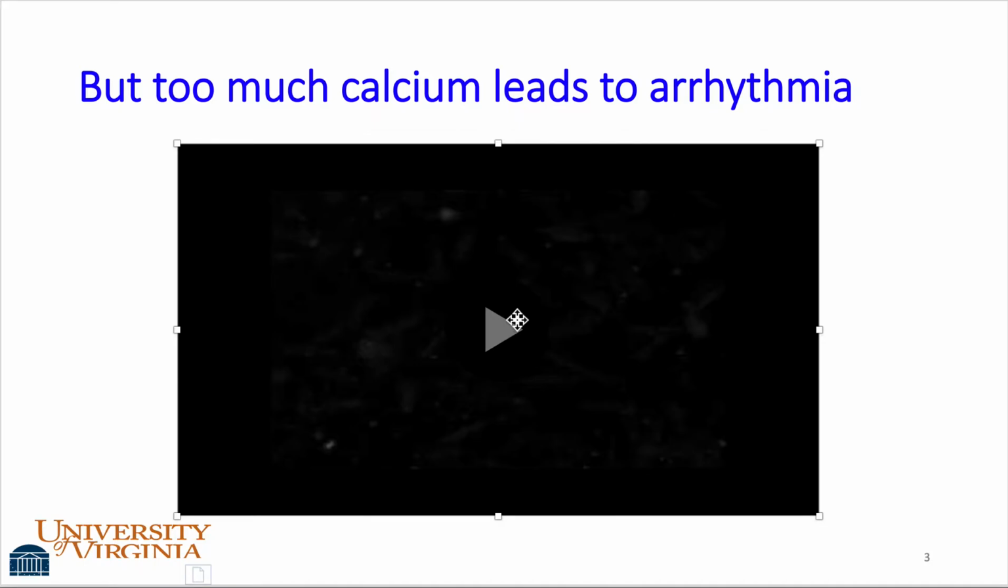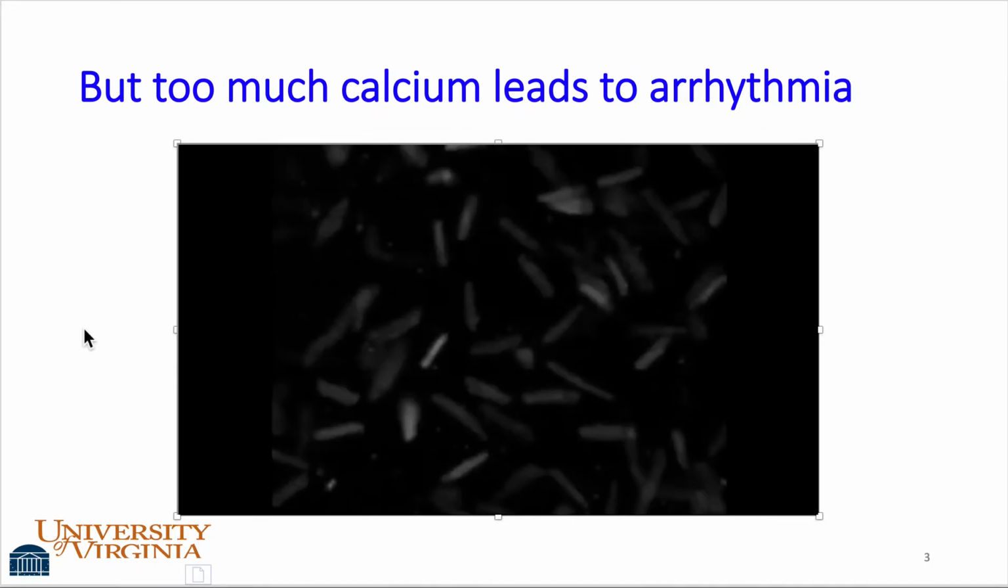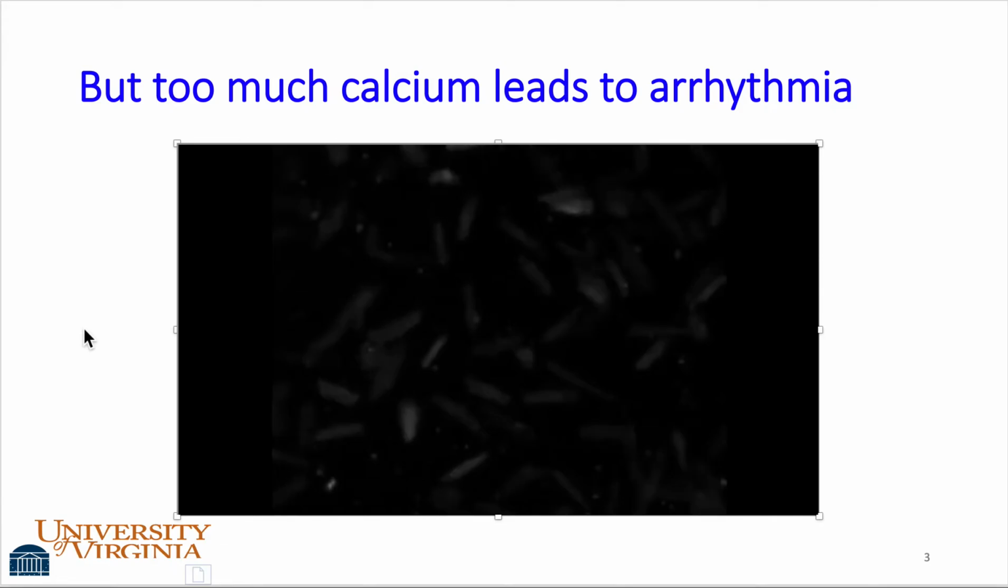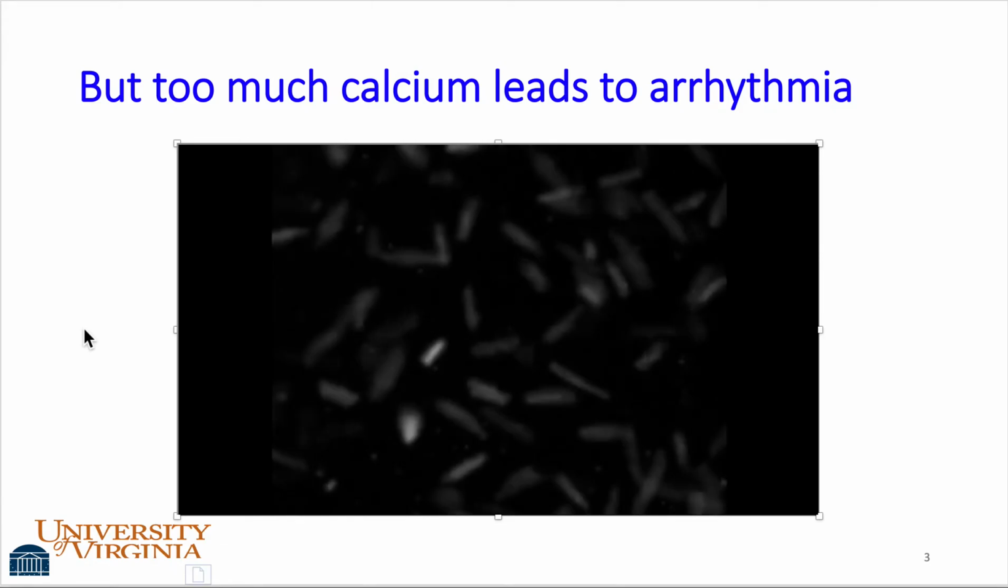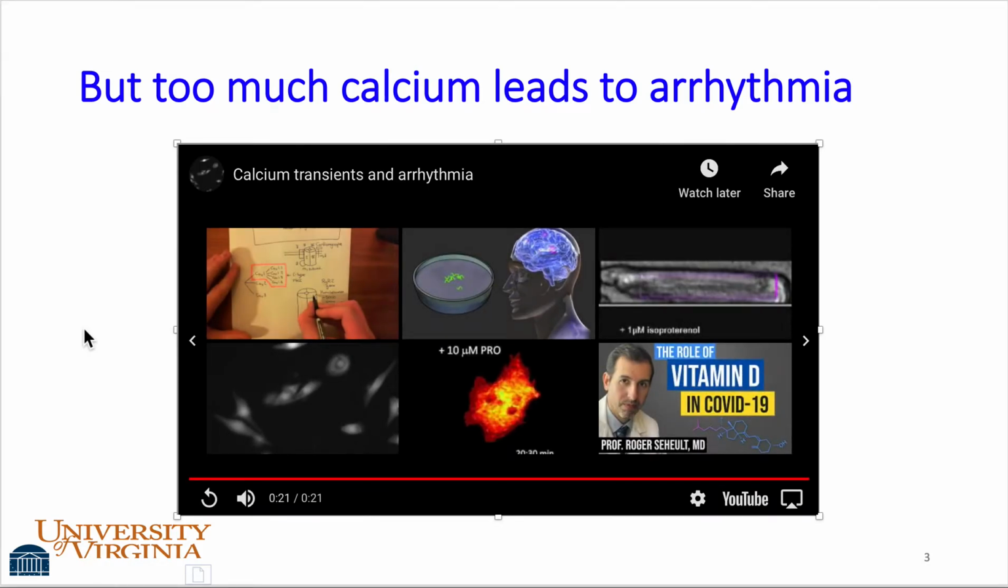Here we have a video of actually this video. The intensity here is proportional to the amount of electrical activity in this group of cells, but you can see that they are beating in rhythm. These are cardiac cells, but at a certain point we have too much calcium in the system, and you can see that they are not beating in synchronous rhythm anymore, and then arrhythmia can happen.